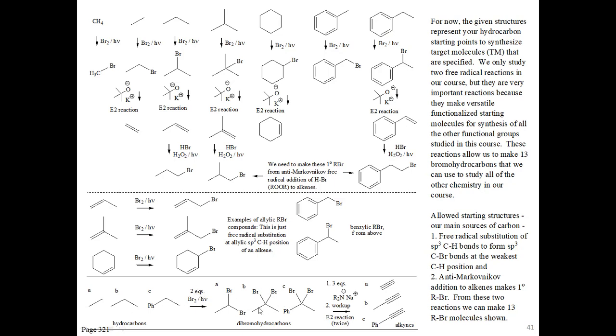Get those leaving groups on there. And then we have to do a double elimination reaction. Instead of using potassium t-butoxide like we do for alkenes, when we're making the alkynes, we use the dialkyl amide, the sodium dialkyl amide anion. We also have to use a 3rd equivalent because as soon as we make the triple bond, it's going to take off this proton at the end, the terminal CH.